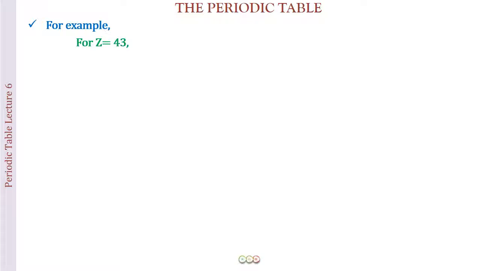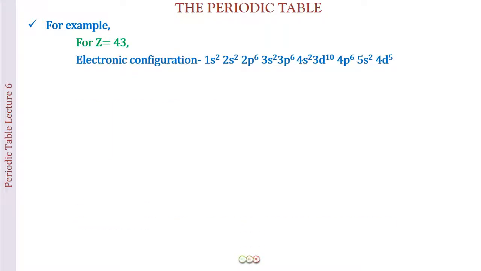So we have atomic number 43. Let us write the electronic configuration: 1s2, 2s2, 2p6, 3s2, 3p6, 4s2, 3d10, 4p6, 5s2, 4d5. Right? So now what all do we have to see? First of all, we have to see which is the highest energy level that is being occupied. So the principal quantum number over here is 5 maximum. So this means that the period for this is going to be the 5th period, right? Then we have to see the block.